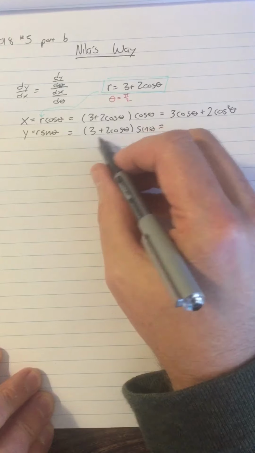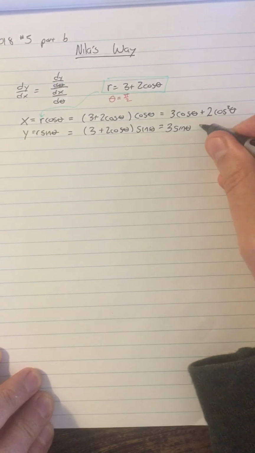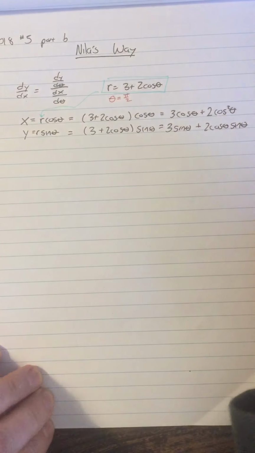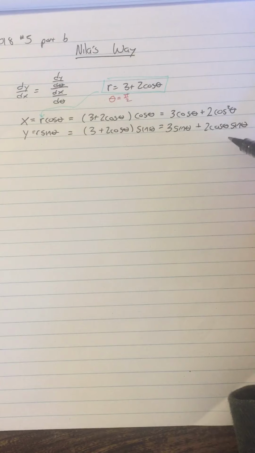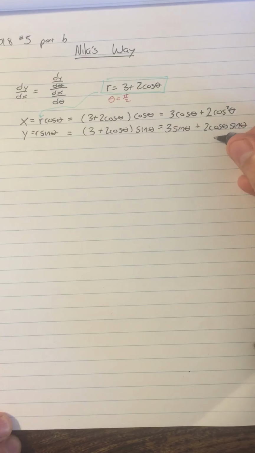And then for this one, we're going to distribute 3 sine theta, and then we have plus 2 cosine theta sine theta. Now, when you go to do the derivative of this one, you would have to use a product rule, unless you're NILA and you were not only good at calculus, you were also really paying attention in pre-calculus and you remember all the identities, especially the double angle identity, that 2 cosine theta sine theta is equal to sine of 2 theta.